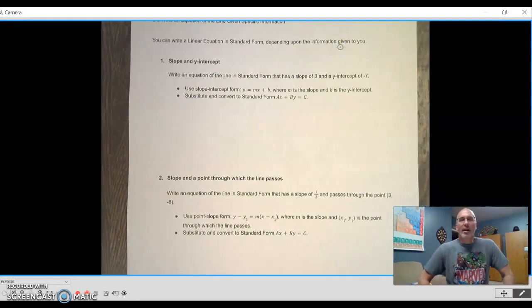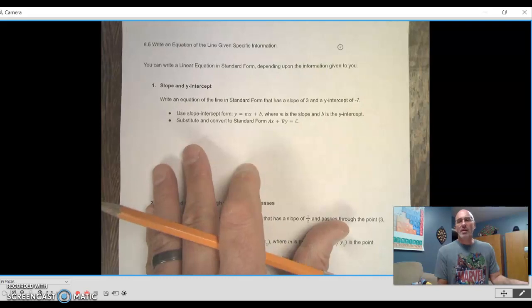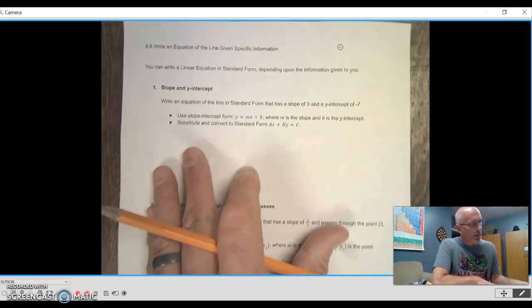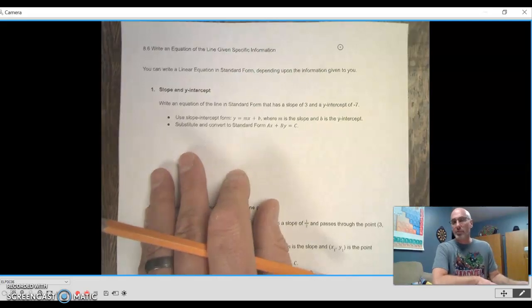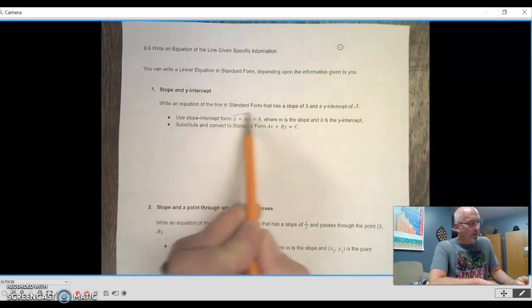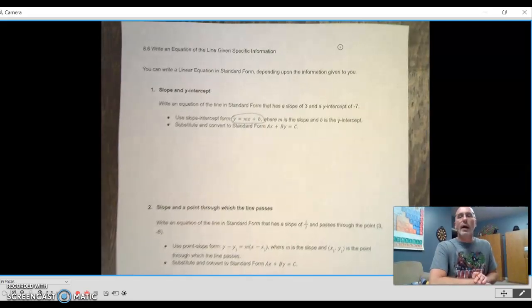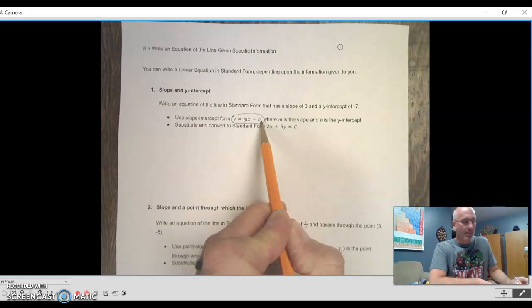Good morning, and today we will be learning about how to write a linear equation given information that is given to us. One of the first kinds of equations we'll be able to write is if we're given the slope of the line and the y-intercept. This is probably the easiest one to do. So just as a review, the slope-intercept form is y equals mx plus b. M is the slope and b is the y-intercept.